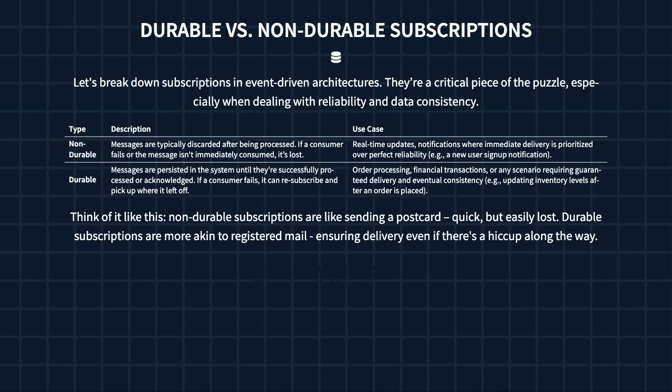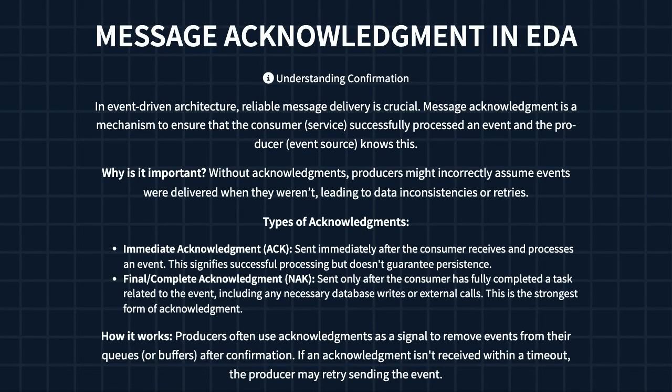Okay, let's talk about message acknowledgement in event-driven architecture. Think of it like this. You send out an event, maybe an order was placed, or a new user signed up, and you want to make sure the receiving service actually got that message and handled it correctly. Without acknowledgements, you're basically sending things into the void. There are two main types: immediate acknowledgement, which is sent right away after the consumer receives the event, and final/complete acknowledgement, which only happens after the consumer has fully processed the event, like confirming a database update was successful. Producers use these acknowledgements to know when an event is truly handled.